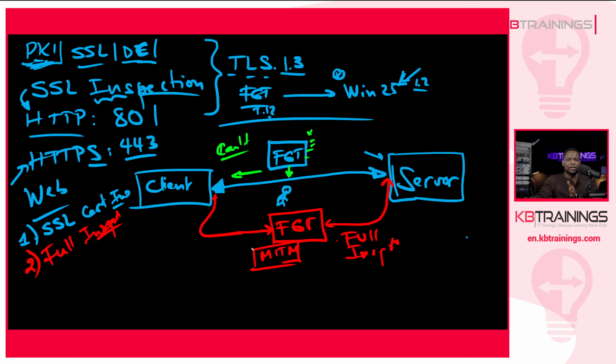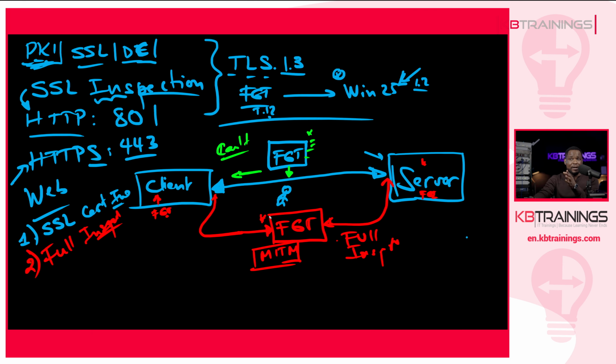So when the client initiates the contact, it's going to set up that TLS session with the FortiGate. So the certificate we're going to see on the client will not be the server's certificate, but the FortiGate certificate. Same on the server side. The server side would build a TLS session with the FortiGate, and the cert it's going to see here will be the FortiGate certificate. In that way, the FortiGate will be able to decrypt the traffic, look at the content of the traffic, and then encrypt it back and send it to the destination.